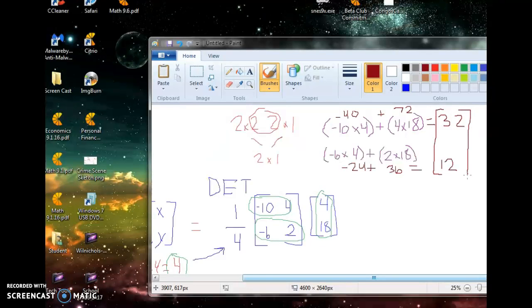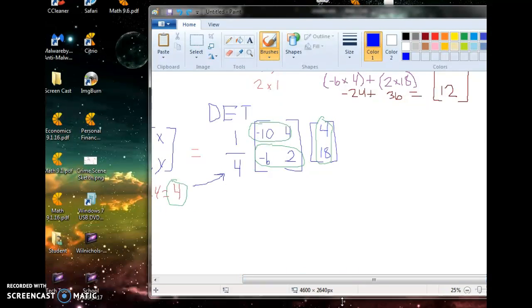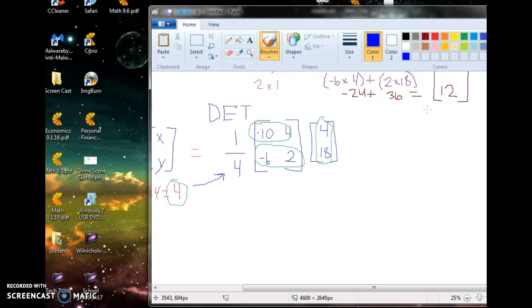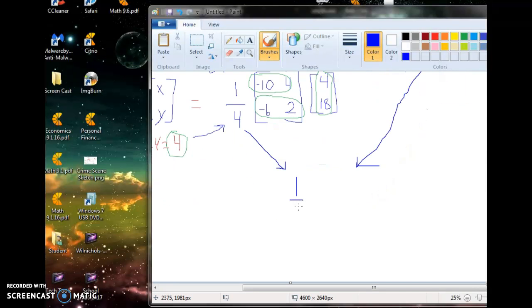We're not finished yet. We're going to drag this down here, and we are going to use this determinant. We're going to do 1/4 times our matrix, 32 over 12.